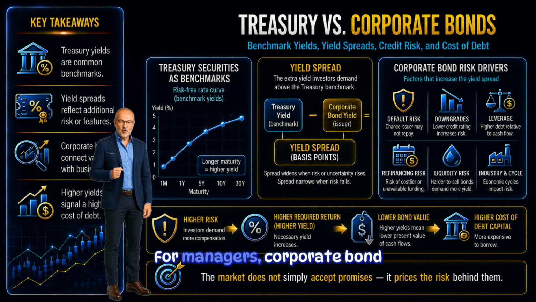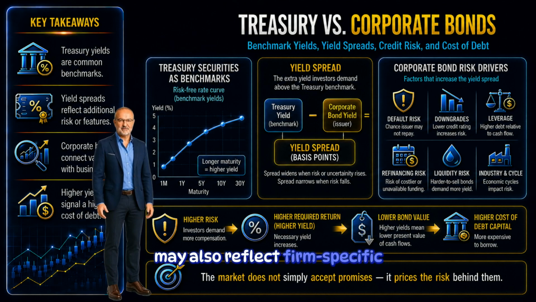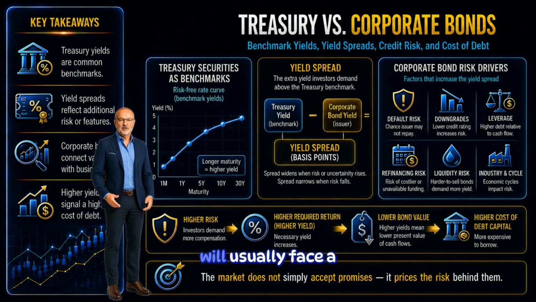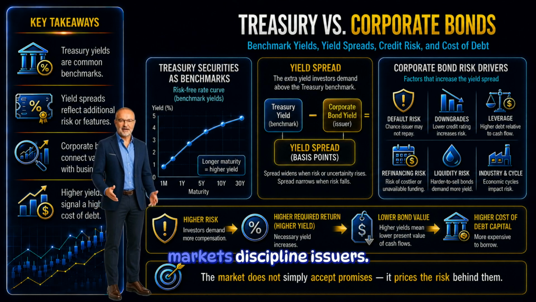For managers, corporate bond yields are market signals. A higher yield means a higher cost of debt capital. It may reflect general interest rates, but it may also reflect firm-specific concerns. A company with weaker credit quality, more leverage, or less investor protection will usually face a more expensive borrowing environment. This is why bond markets discipline issuers. The market doesn't simply accept promises. It prices the risk behind those promises.